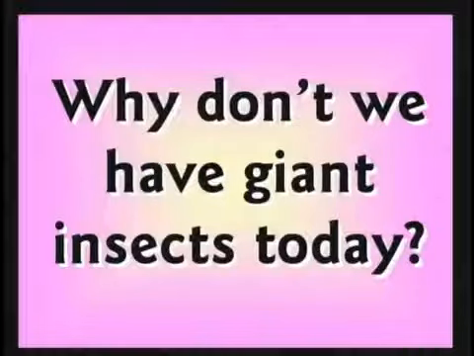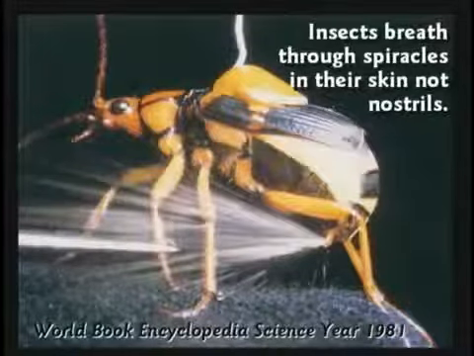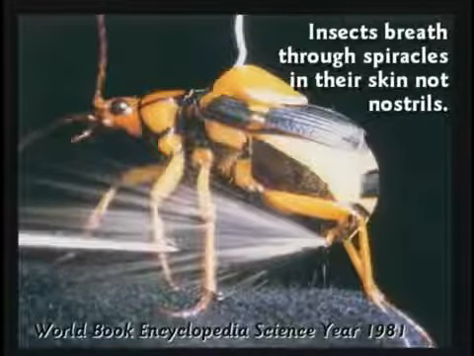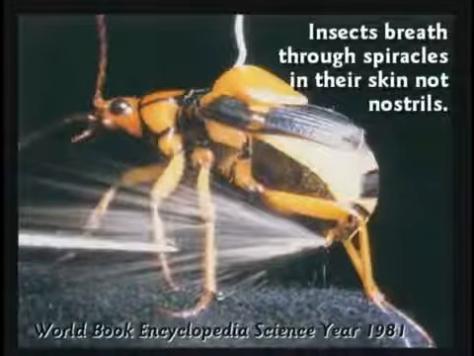Okay. Why don't we have giant insects today? Insects breathe through their skin. They don't have lungs. They don't have a diaphragm muscle that's sucking air in and out like we are. You take a breath, you force it out. Insects don't have that. They have a bunch of little holes through their skin going throughout their body, and that oxygen just simply flows through. And that's how they get it.